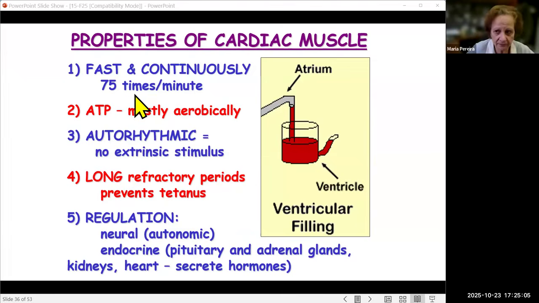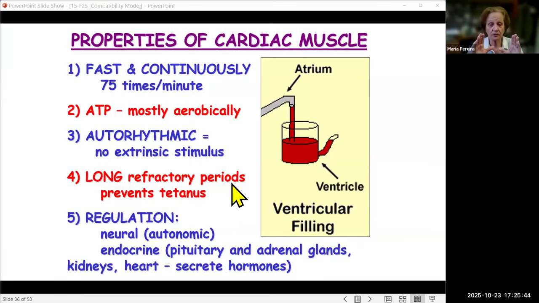So here, a heartbeat is about 75 times per minute. The ATP is made mostly aerobically. It's not like in the skeletal muscle, where you can have one or the other. It's autorhythmic, so it doesn't need the stimulus from a motor neuron. It comes from the pacemaker cells. It also has a long refractory period. Remember what the refractory period is: the time window where the cell can no longer respond to a stimulus.